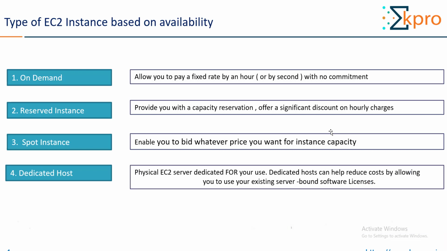So in dedicated hosting, a physical EC2 server is dedicated for your use. Dedicated host can help reduce cost by allowing you to use your existing server-bound software license. So that is also there. You just want the hardware, and you can use your own software license on that hardware. This kind of facility is also available. So these are the types of EC2 instance based on availability, whichever kind of availability you are going to choose. So these are the terms, like this is my on-demand EC2 server, this is my reserved instance server. This kind of term will come, so you will get aware of these words.